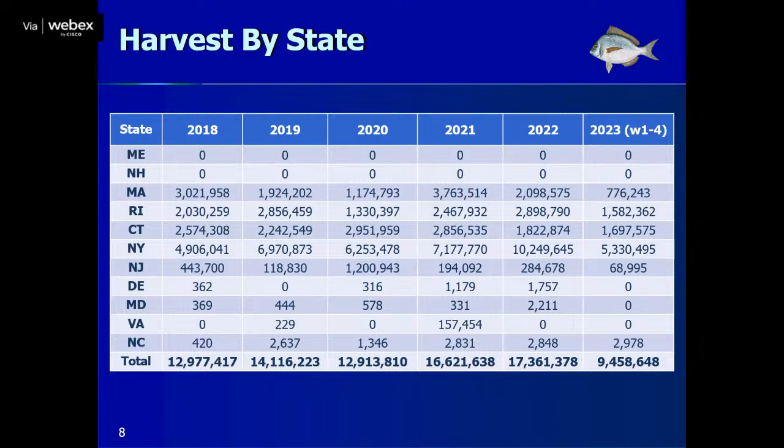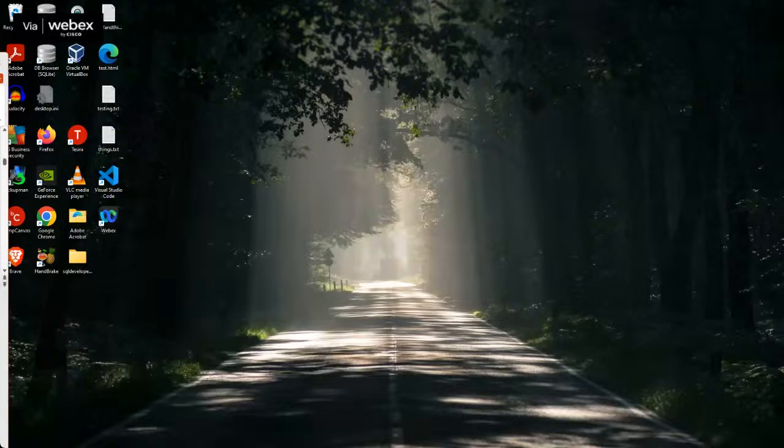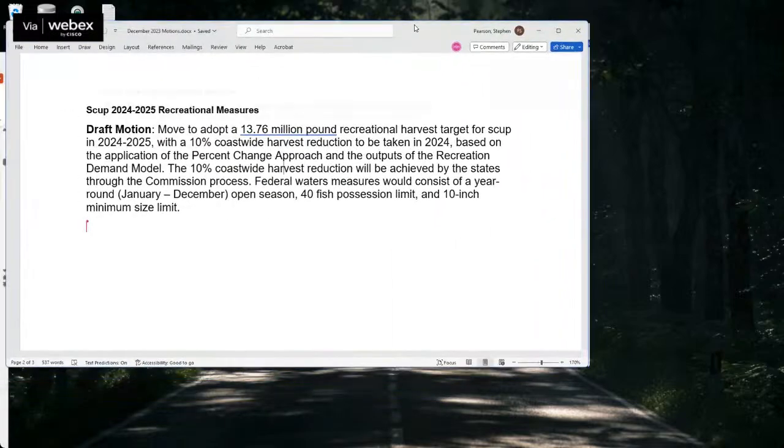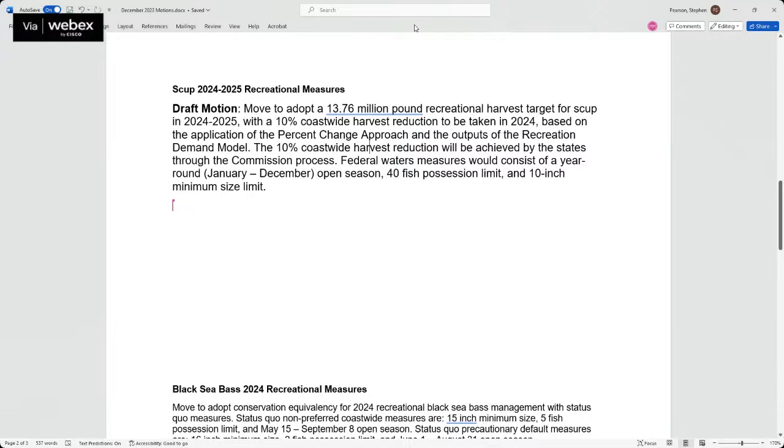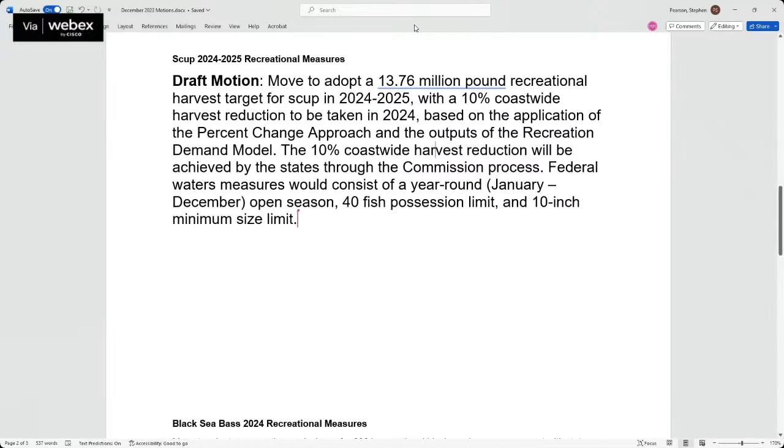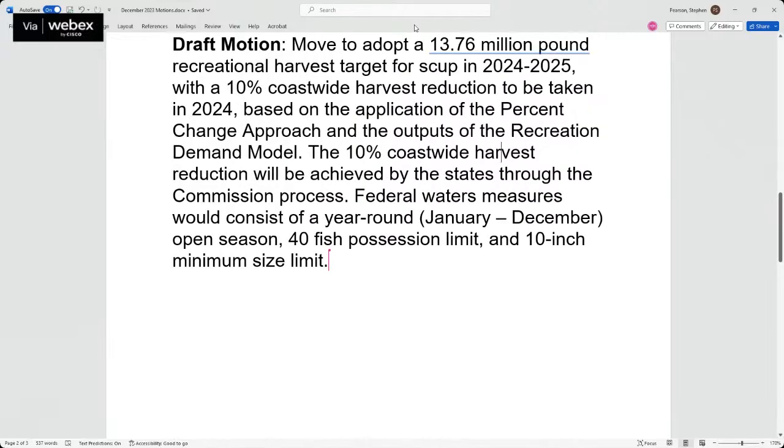Seeing no more hands around the table, and I believe you have a motion ready. Would you like to bring that up, please? All right, it's back to the council having first crack at this one. Now that hopefully we've had a couple seconds to look at it, would anybody from the council like to entertain this motion?